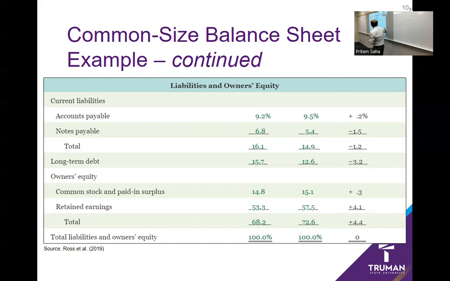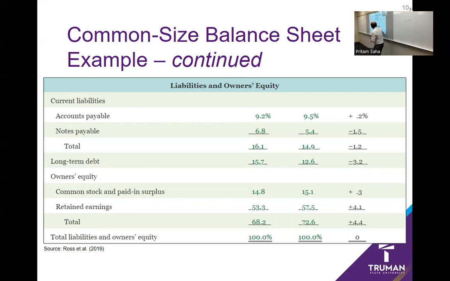So this is the liabilities and owners' equity side. 2017 value, 2018 value, all converted to percentage in terms of total assets, right? How can we interpret current liabilities? 16% of total assets is in current liabilities, right? And 15% in long-term debt. 14% from issuing common stock. 52% is from keeping the retained earnings, right? That's how they're financing, right?